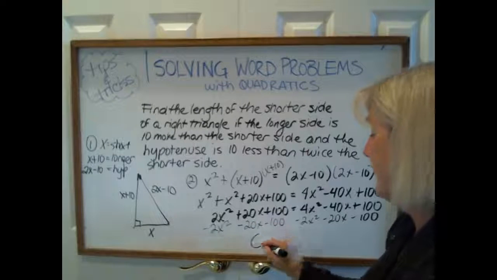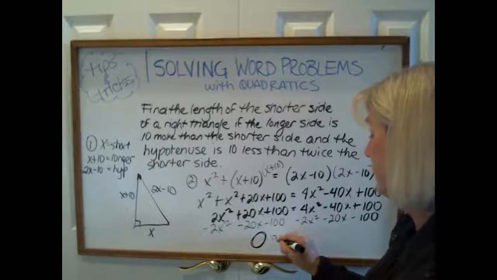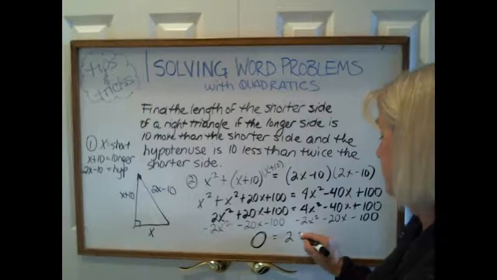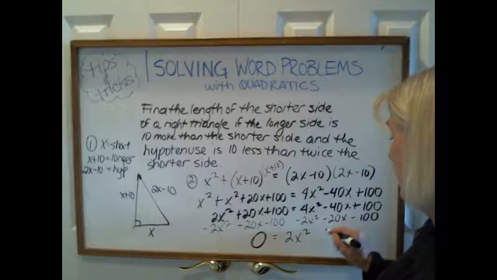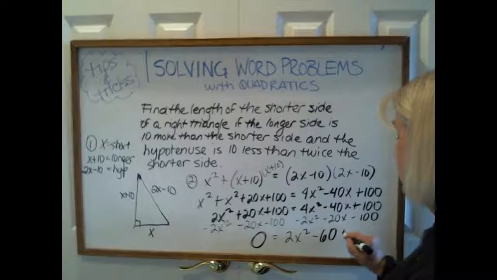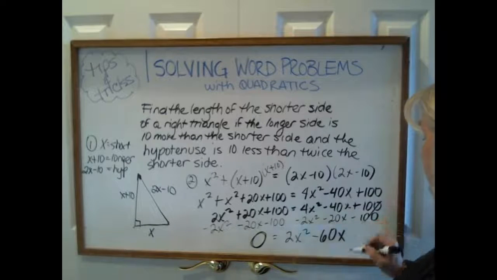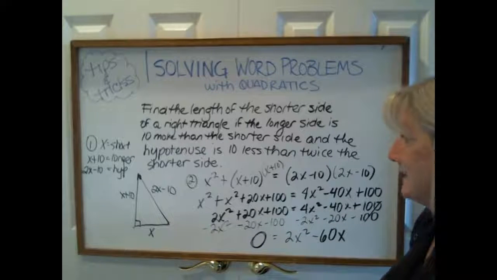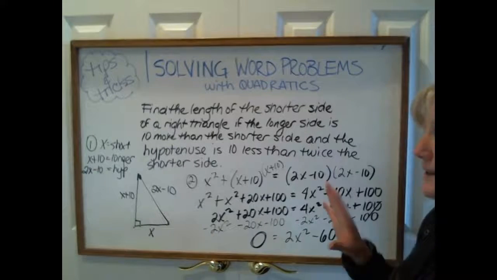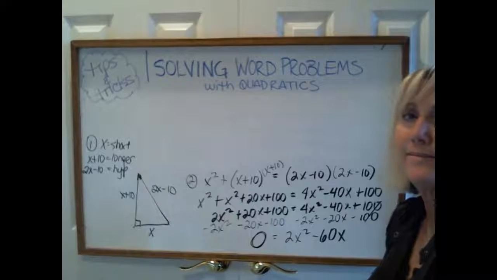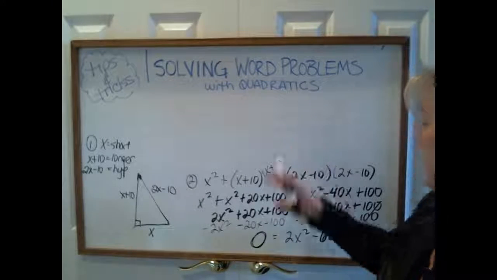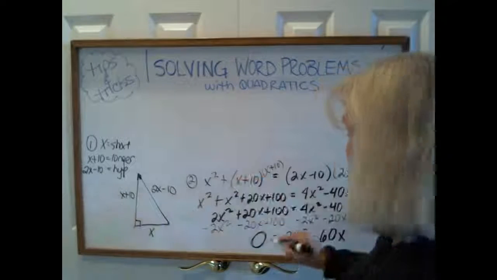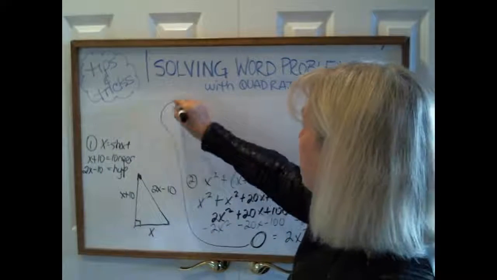So this side now is that magical 0. This is going to be 2x squared, and this is minus 60x. And these add to 0. So it's just 2x squared minus 60x. All right, I'm going to take a break and erase some of this. Okay, so I've made some more room now, so I'm going to move this up here for continuity.